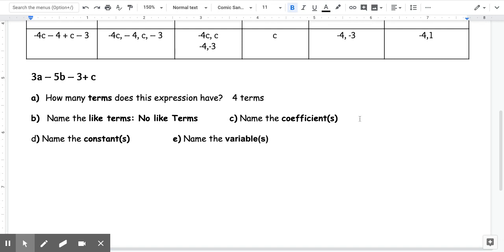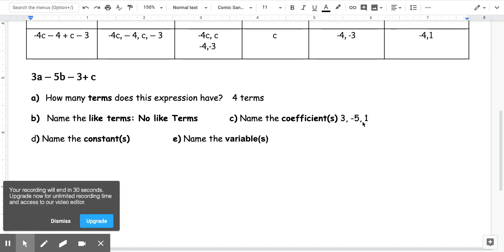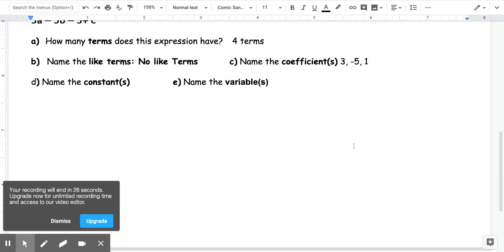What is my coefficient? Coefficient is the number that is in front of the variable. So I know that 3 is my coefficient, negative 5 is my coefficient, and then this 1 that is in front of C. So then you're going to list it: 3, comma, negative 5, comma, 1 because of that C. And do not include the variable because then it will be considered wrong.